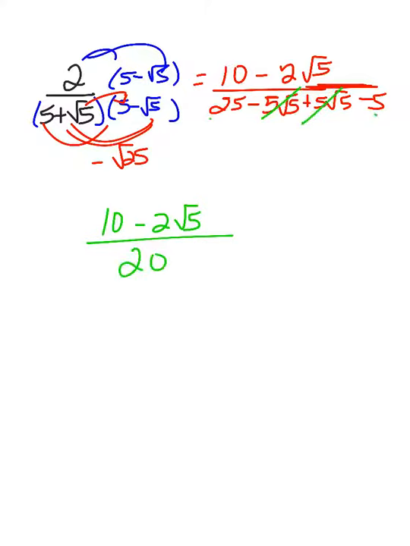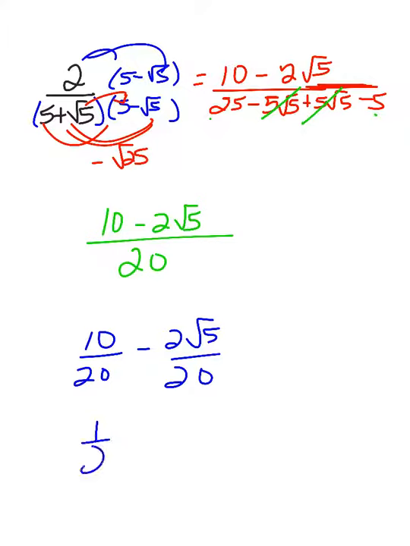And now we reduce 10 over 20 minus 2 the square root of 5 over 20, which is 1/2 minus, this reduces to 1 and 10, the square root of 5 over 10. Okay, so let's take a look at number 3. So number 3 says, oh sorry, number 2, I don't know why I said 3.